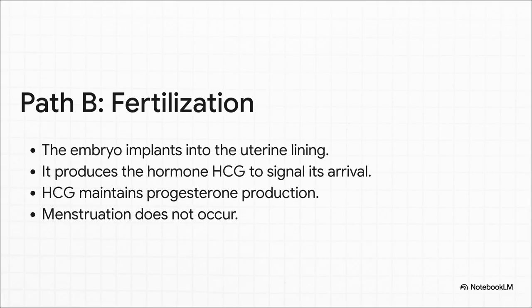But if fertilization does occur, everything changes. The newly formed embryo travels to the uterus and implants into the uterine wall. Then it starts producing a brand new hormone called HCG. This is the crucial signal that basically tells the mother's body, hey, I'm here. HCG keeps the uterine lining intact, which prevents menstruation and allows the pregnancy to continue.